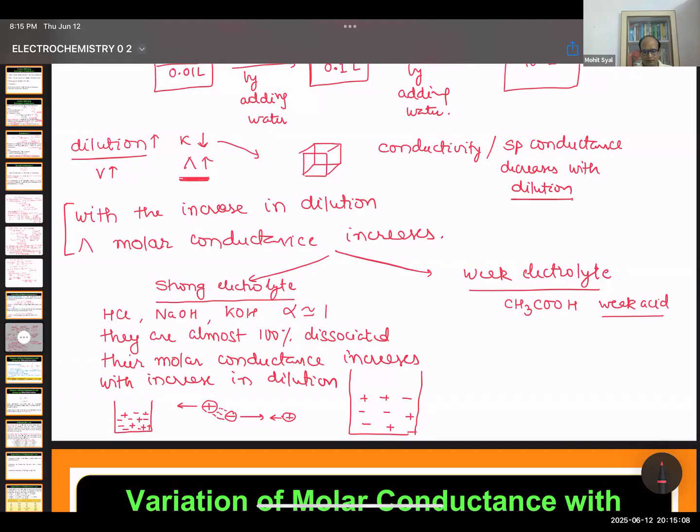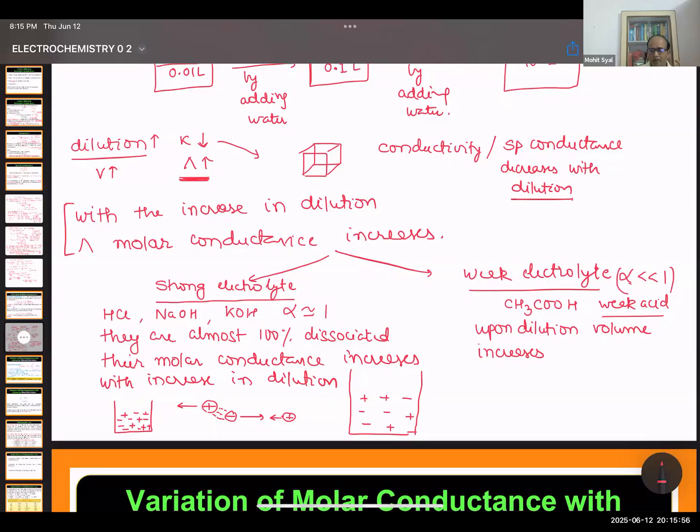So what happens to them when we put water, upon dilution, volume increases. And initially alpha was much less than 1. Alpha is the percentage of dissociation, or degree of dissociation. How much do they dissociate? Because they are weak acids, they do not dissociate into H plus. They remain as they are. So alpha was very less.